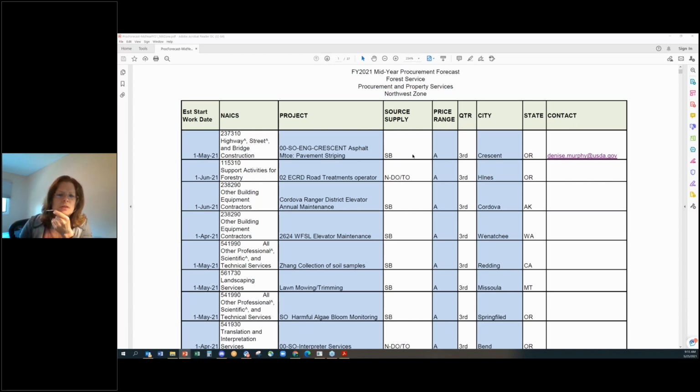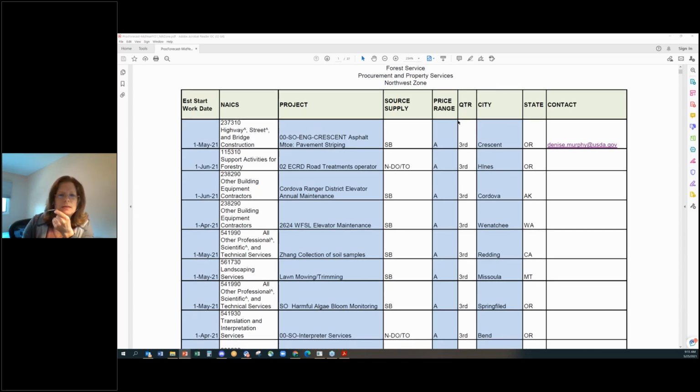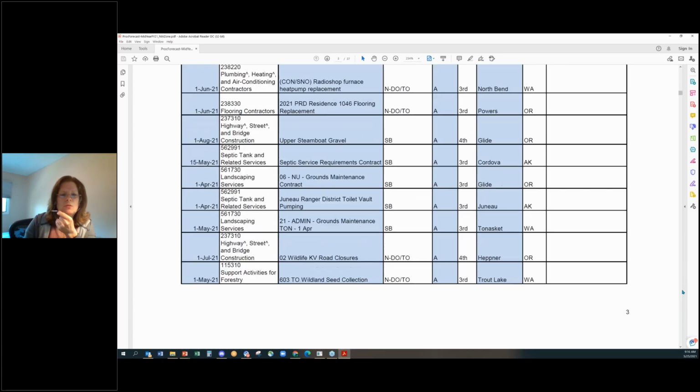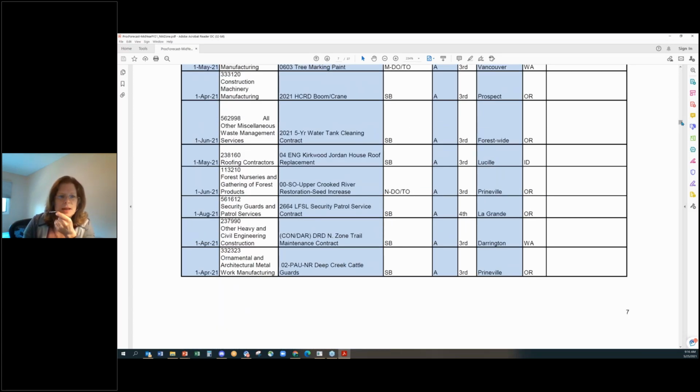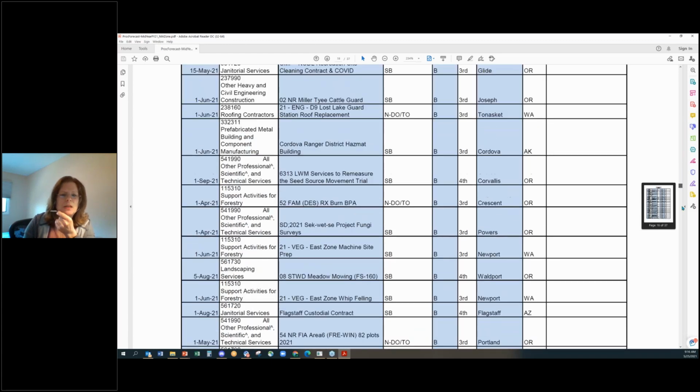We're targeting small business, and that's not set in stone. It's a forecast. It's exactly what it is. So the source of supply is not set in stone, and in the price range there, there's a key at the very bottom of the slide deck, in that PDF. There's a key at the bottom that tells you what the price means. So what does A mean, and what does SB mean, and all those.